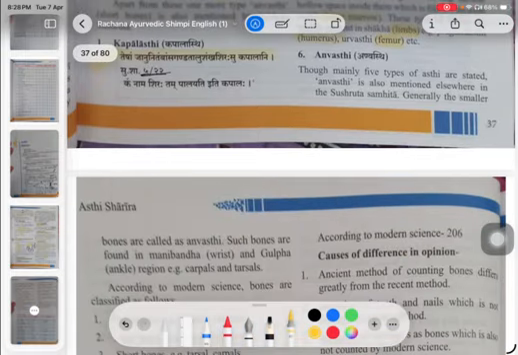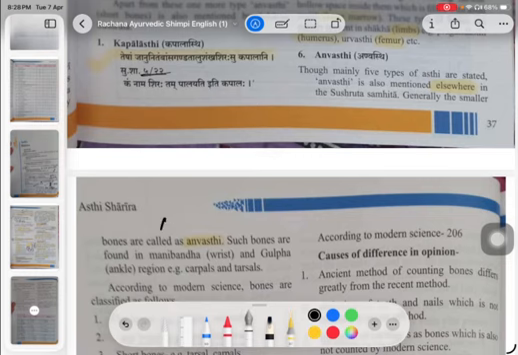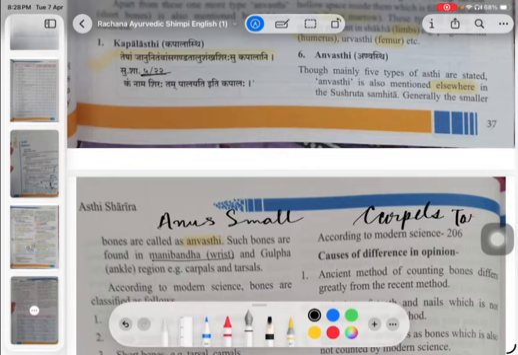Then we have another type of asthi, mentioned elsewhere in this Sushrut Samhita, that is Anuvasthi or Anvasthi. Generally, the smaller bones are known as Anu; the name suggests, Anu means small. Such bones are found in Manibandh, that is wrist. You can understand carpals, tarsals, carpals and tarsals.